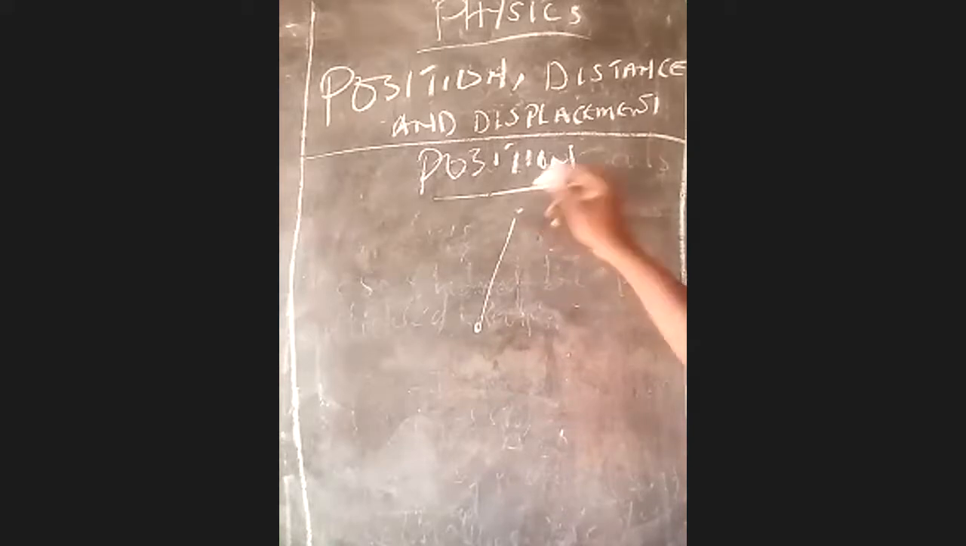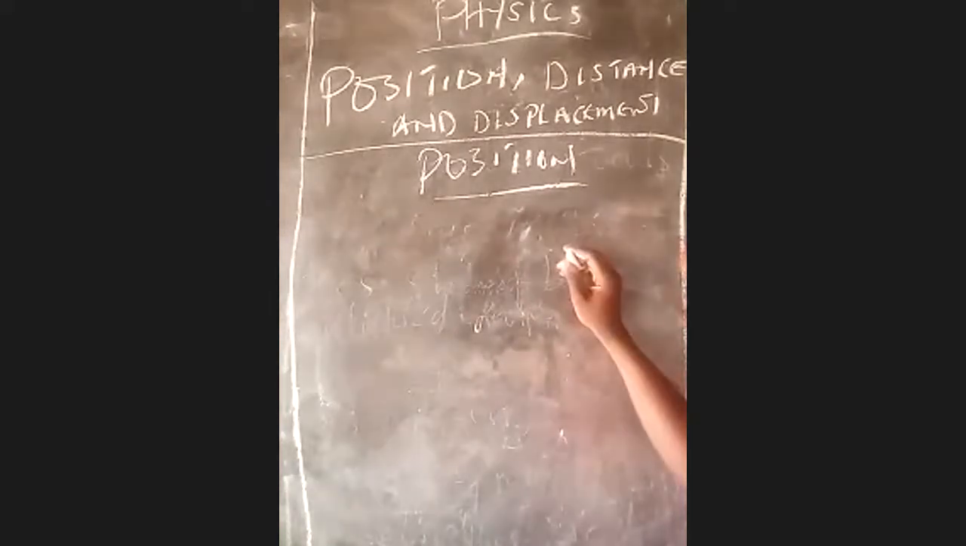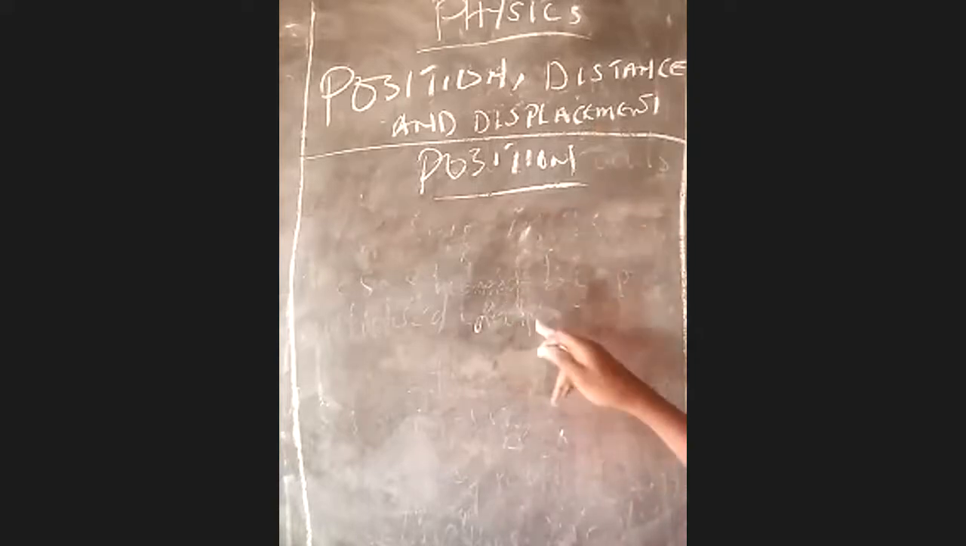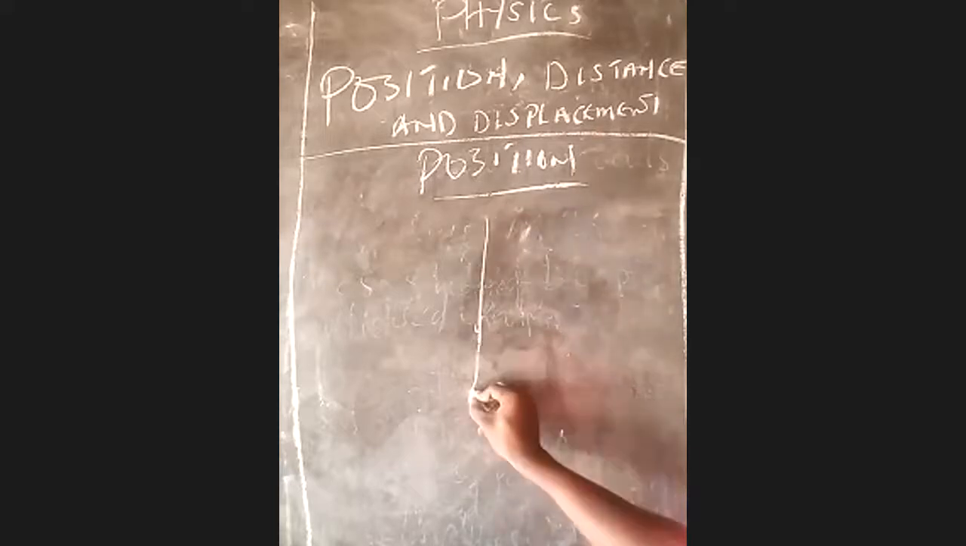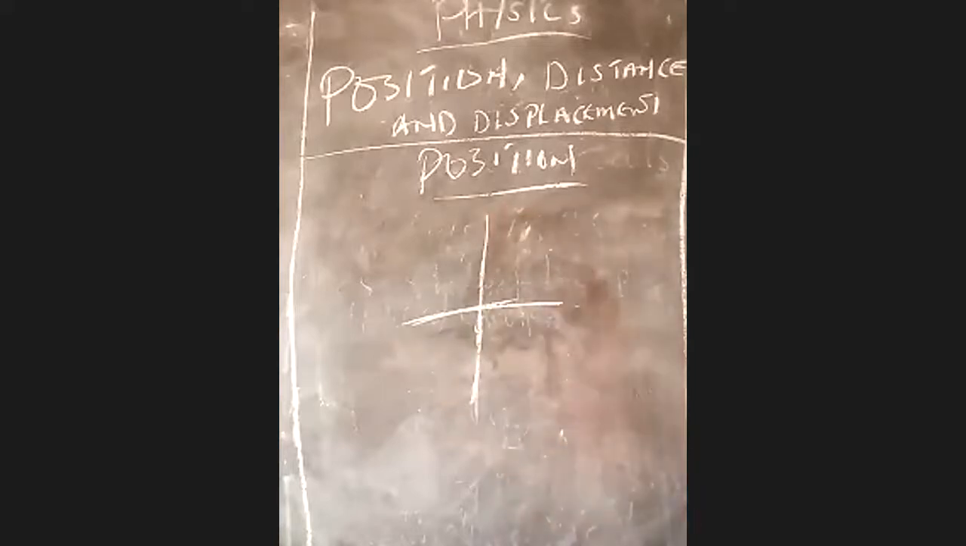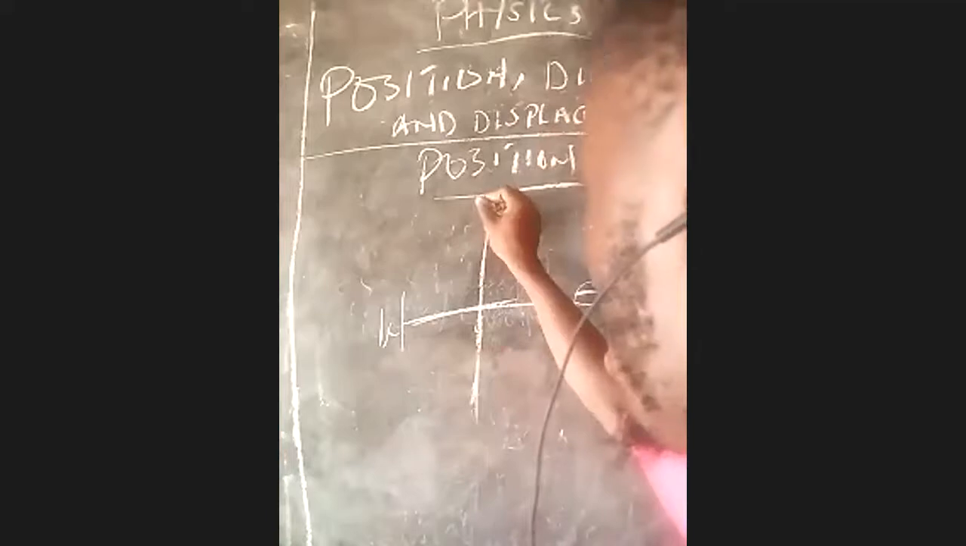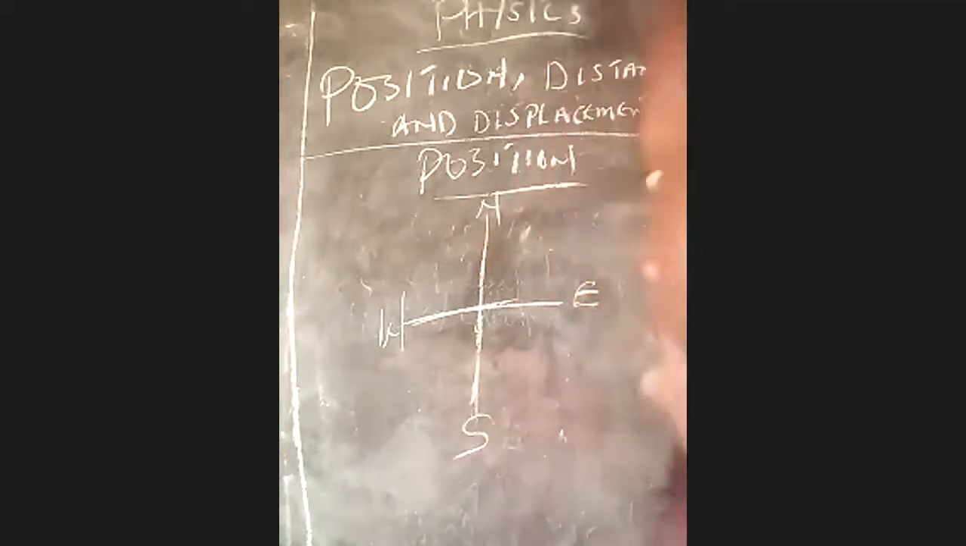Let's say that this is another point now. The position of a point in space is determined by its distance and direction from other points. Let me use the 4 cardinal points as a typical example to back up my lesson. Here is west, east, north, and the south.